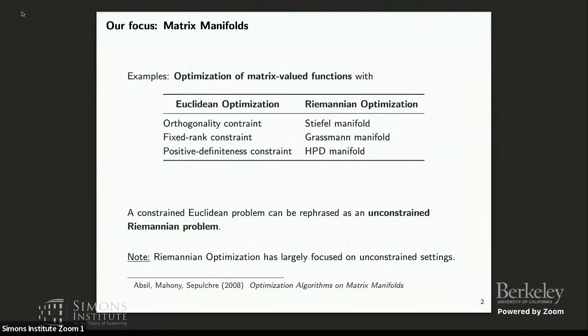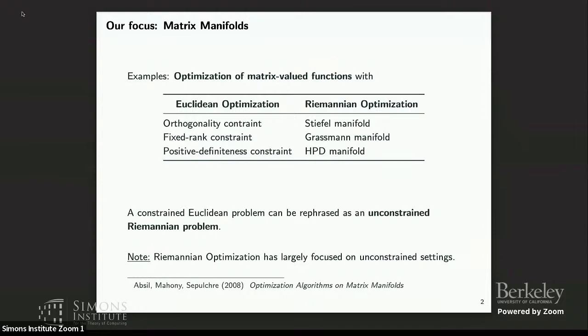So the examples that we will see in this talk are mostly for matrix valued problems. So where we have to optimize a matrix valued function. And for such problems, we can use tools from Euclidean optimization, where the class of matrices that we are working with typically enters as a constraint. So maybe we are optimizing subject to an orthogonality constraint, or we have some constraints on the rank, for instance. But we could also use tools from Riemannian optimization, where we rephrase the problem on a suitable manifold, which encodes that specific constraint. So for instance, for a positive definiteness constraint, that would be the manifold of positive definite matrices.